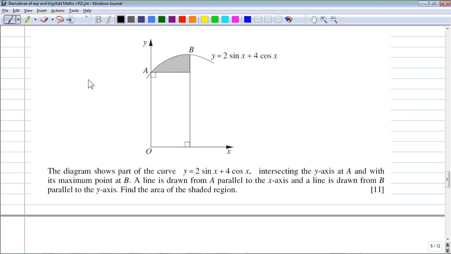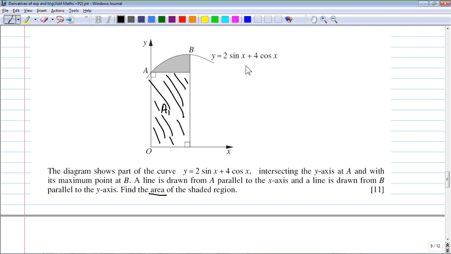The diagram shows part of the curve 2 sin x plus 4 cos x. A line is drawn, so that's just describing the diagram. Find the area. We're going to find the area of the shaded region. So what's the first thing we need to do? We need to find the area A1. If I just shade that in.